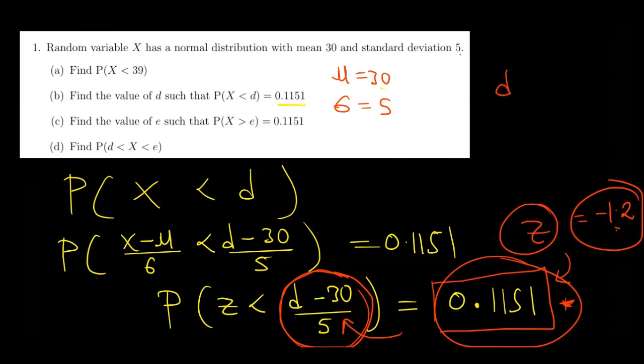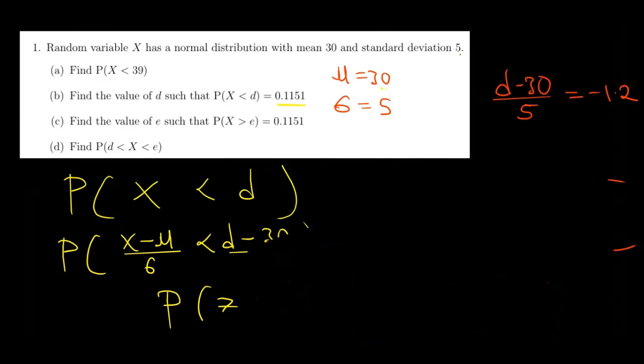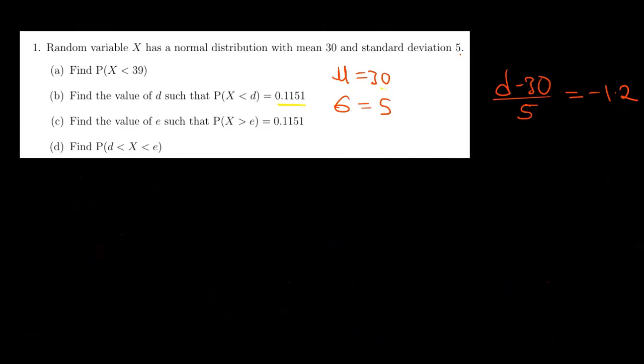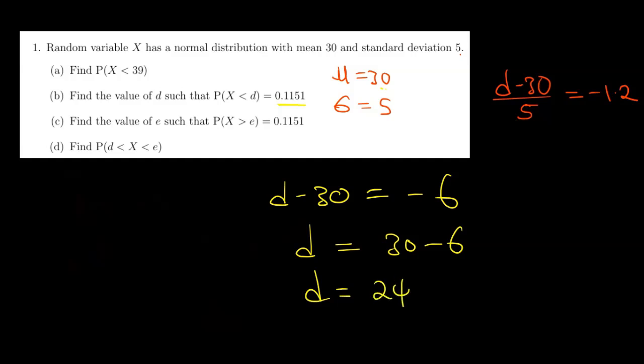So we say (d minus 30) divided by 5 is equal to minus 1.2. Let's solve for d. From there, d minus 30 equals 5 times minus 1.2, which gives us minus 6. So d is equal to 30 minus 6, so d is equal to 24. We found the value of d, so we can write it here: d is simply 24.